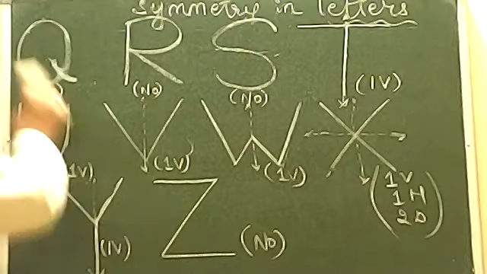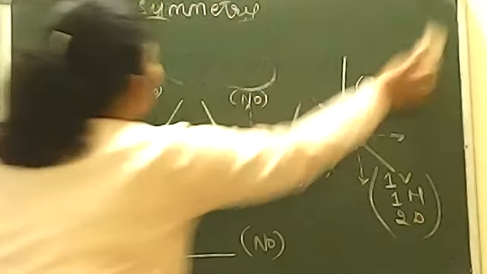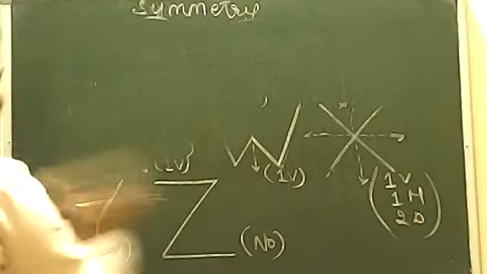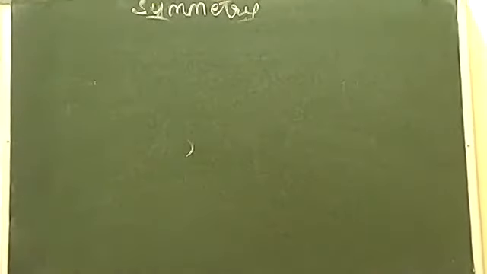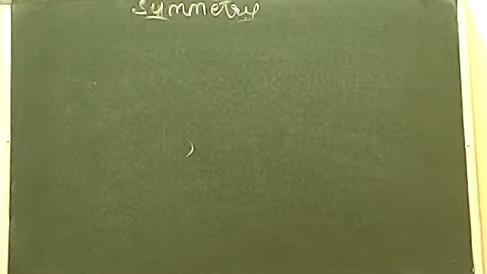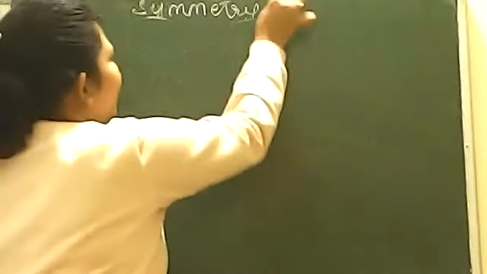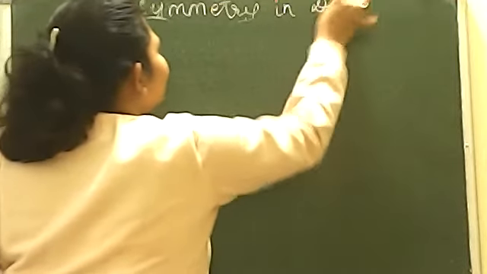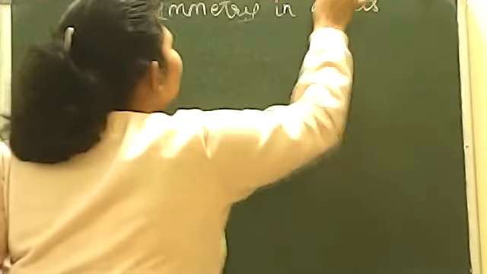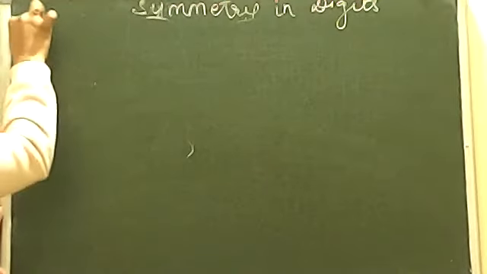Okay, now I am rubbing this. Please write it down. The calculator. How many of you know calculator? You are using calculator, no? So how are digits formed in a calculator? Let us draw that. Symmetry in digits. Digits means calculator digits. This is 1.